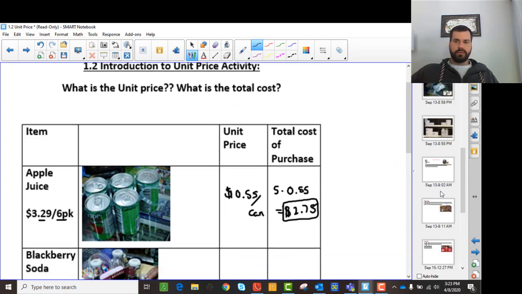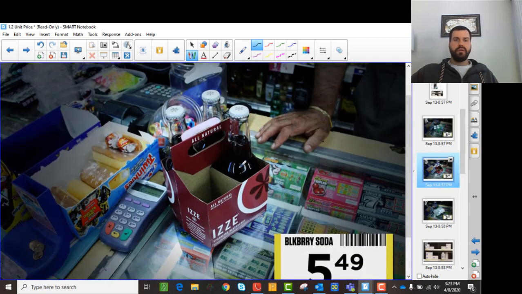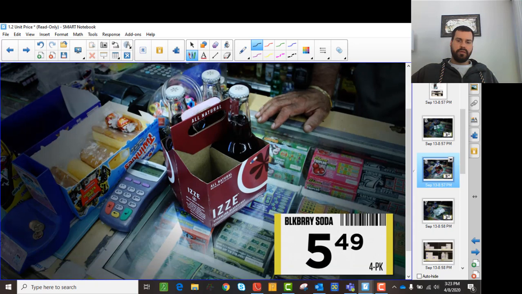Let's look at another picture. So next one is this. 3 cans of pop here, blueberry soda. It's $5.49 for a 4-pack, but one's missing, right? We can see that one's not there. So we've got this guy, and this guy. We've got 3 of them. We want to know what are we going to pay.